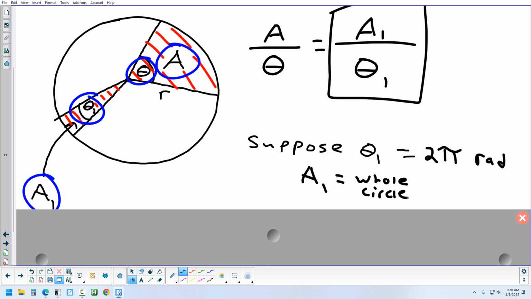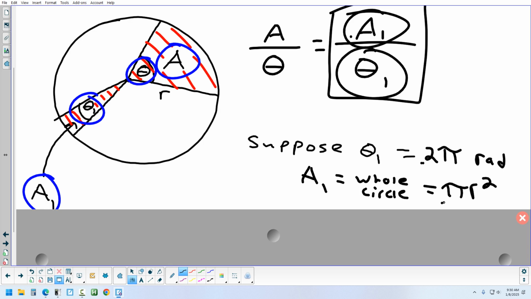Now you can't fill in the words "whole circle" in the proportion. You need to fill in a formula. What we need is the formula for the area of a whole circle. So if that's 2 pi, then the top is the whole circle. What's the formula for the area of an entire circle? Pi r squared. Yes, pi r squared. So this is like your 1 foot, 12 inches. An angle that goes all the way around means whole circle.